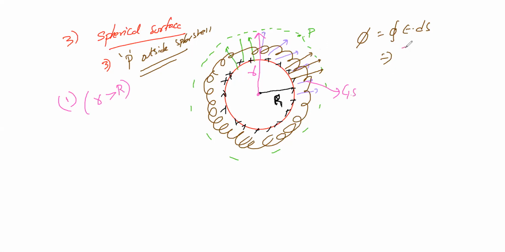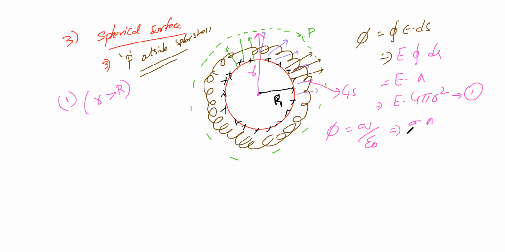Now, the relations part. So electric field E into closed integral ds is nothing but E into the surface area A. The surface area of the sphere is 4 pi small r square. Remember, this is your first equation. Next one, it is Q by epsilon naught. Because of the surface, Q is equal to sigma A by epsilon naught. The area which was covering the surface, I'll take this area as capital R. So it is sigma into 4 pi capital R square by epsilon naught. I'll take this one as the second equation.